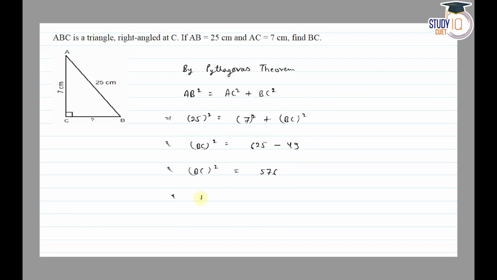576. So BC is equal to root over 576 and root 576 हो जाएगा हमारे पास 24. So BC is equal to 24 cm. So इसका बेस हो जाएगा ट्राइंगल का 24 cm.